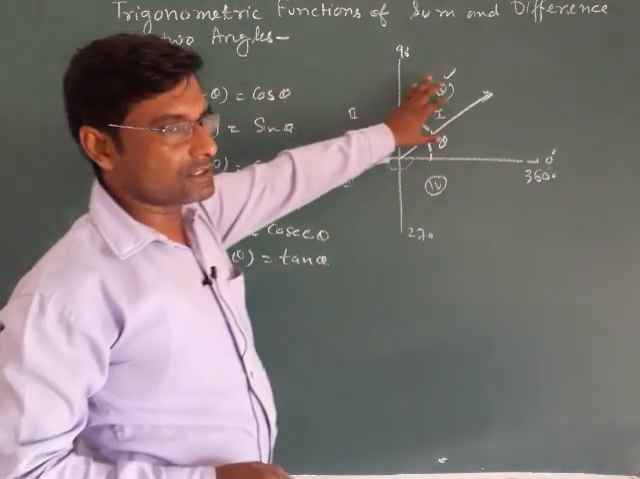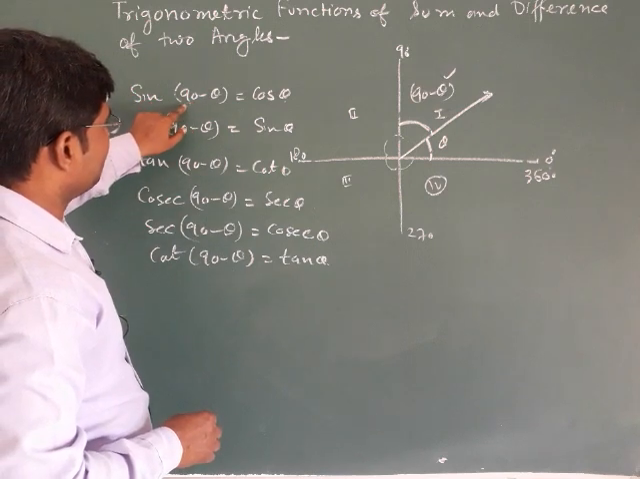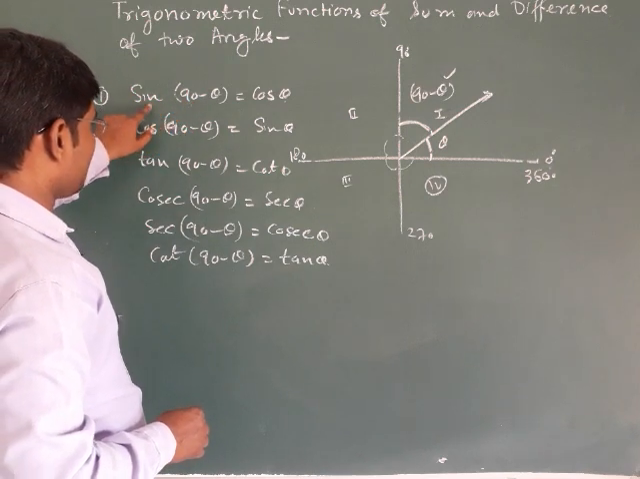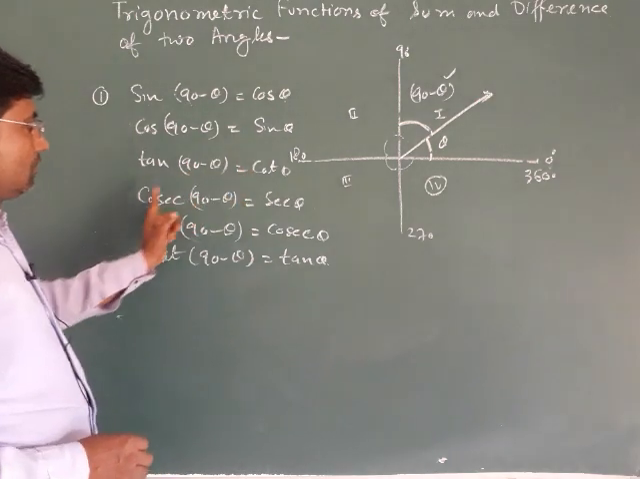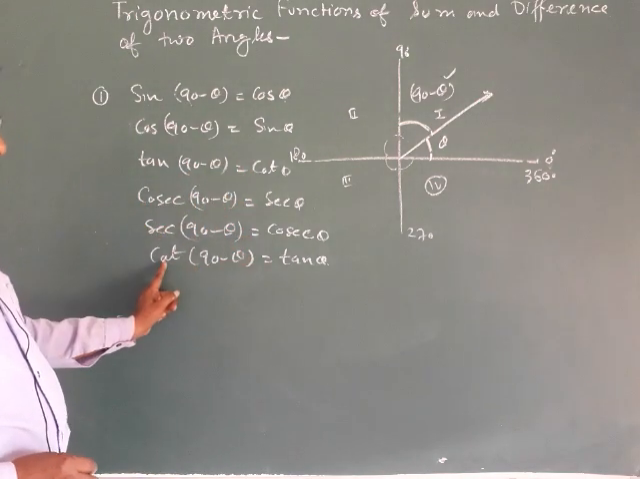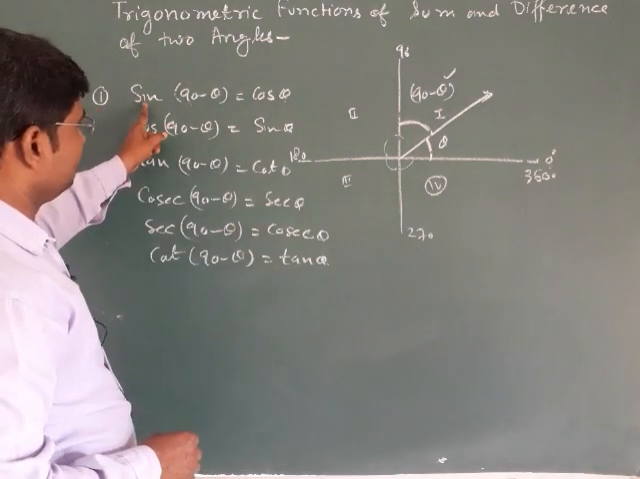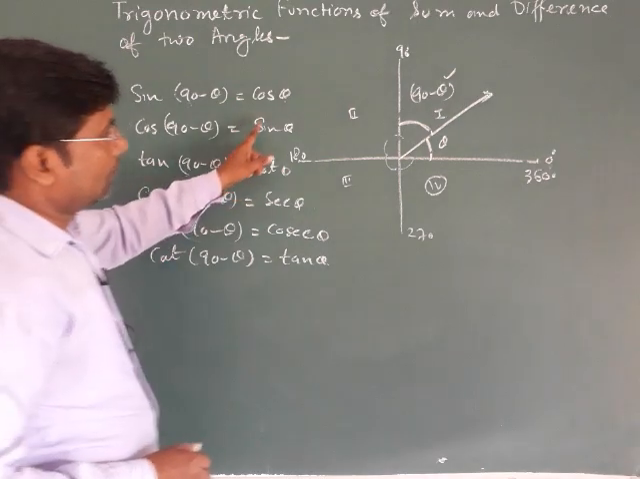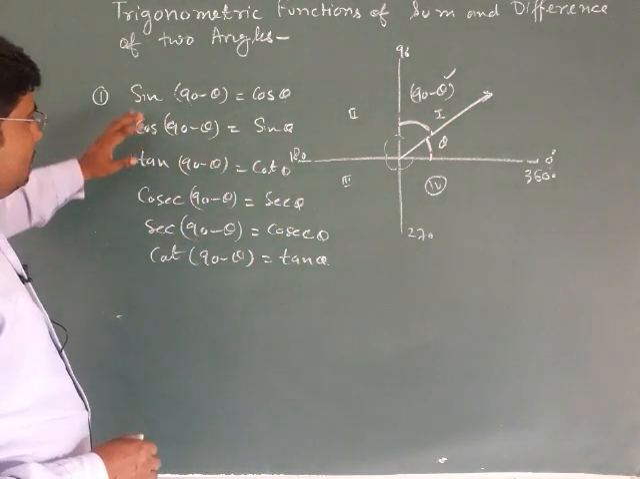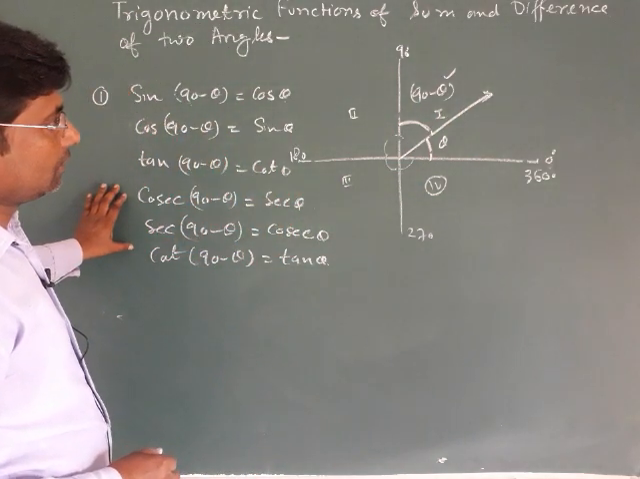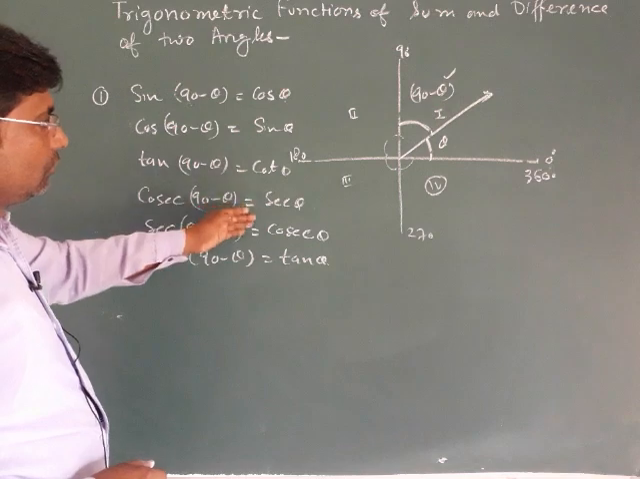These trigonometric ratios lie in the first quadrant. Since this is 90, the ratio will be changed: sine to cos, cos to sine, tan to cot, cosec to sec, sec to cosec, cot to tan. All values will be positive in the first quadrant because all trigonometric ratios are positive there.